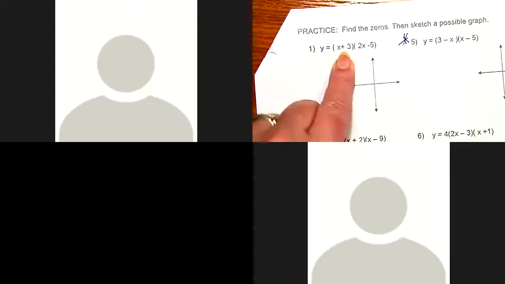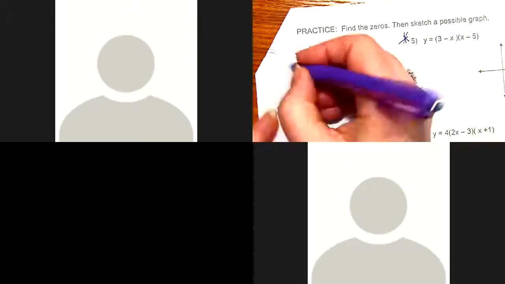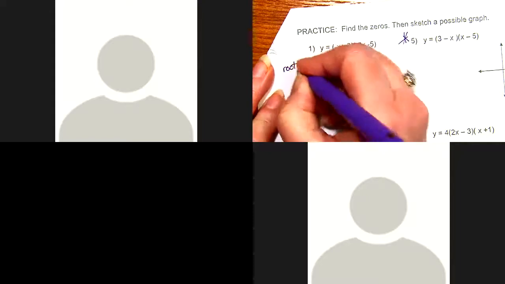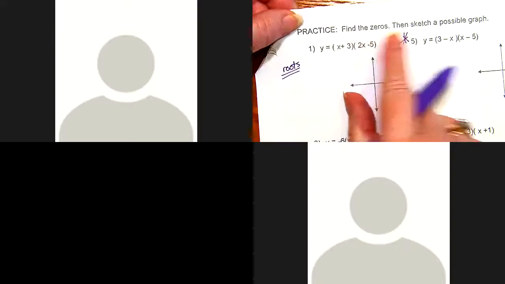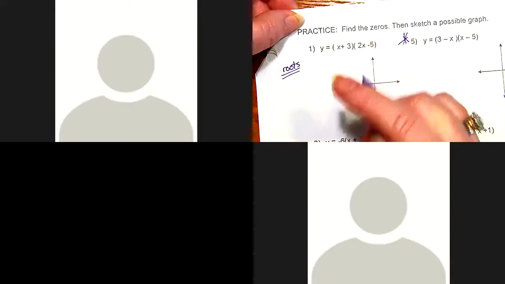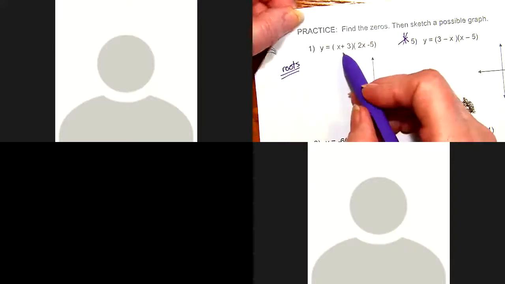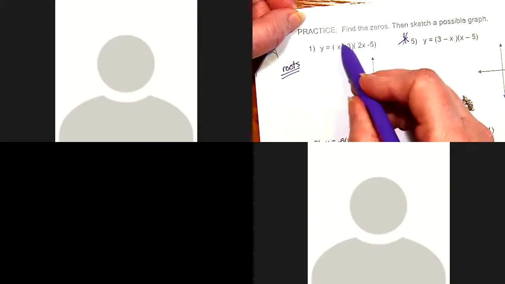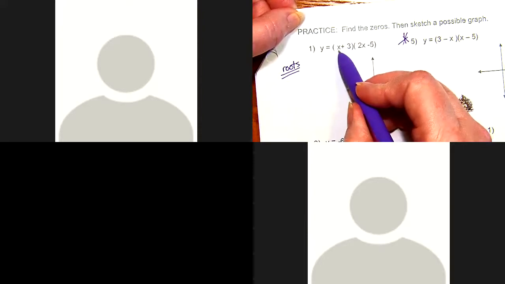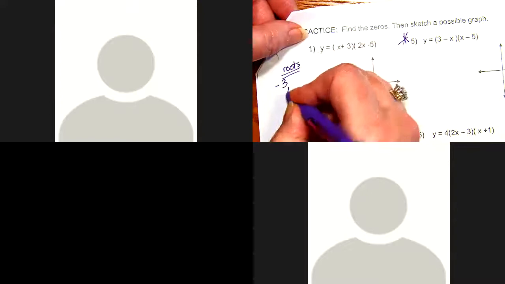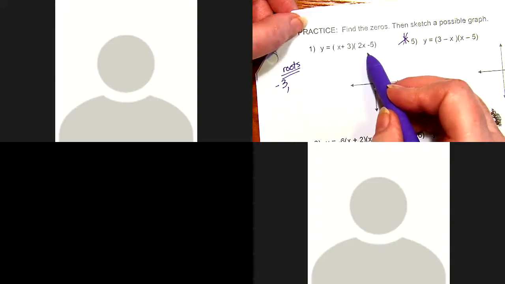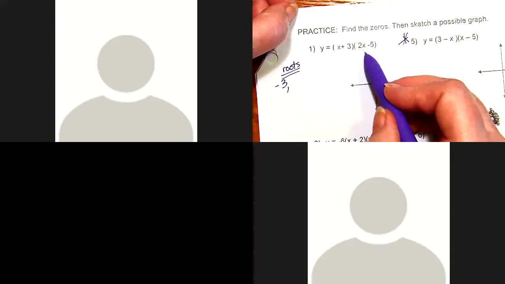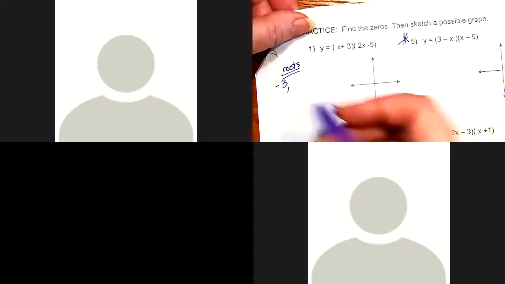Now let's look at this one real quick. I'm trying to find the zeros or the roots, same thing, and then we're going to sketch a little graph. Let's look at the first parentheses. Can I use the opposite trick here? x - 3. Yep. What about here? x + 5. No, well, no, it's the 2x, so you can't.